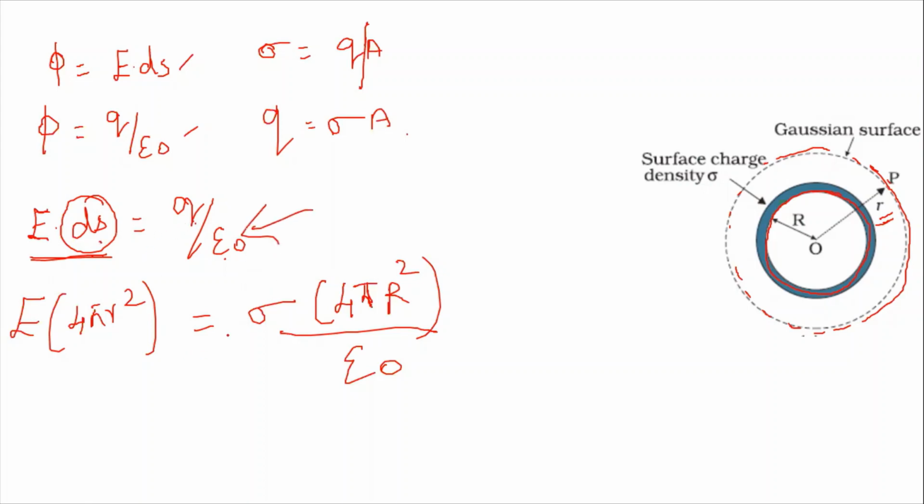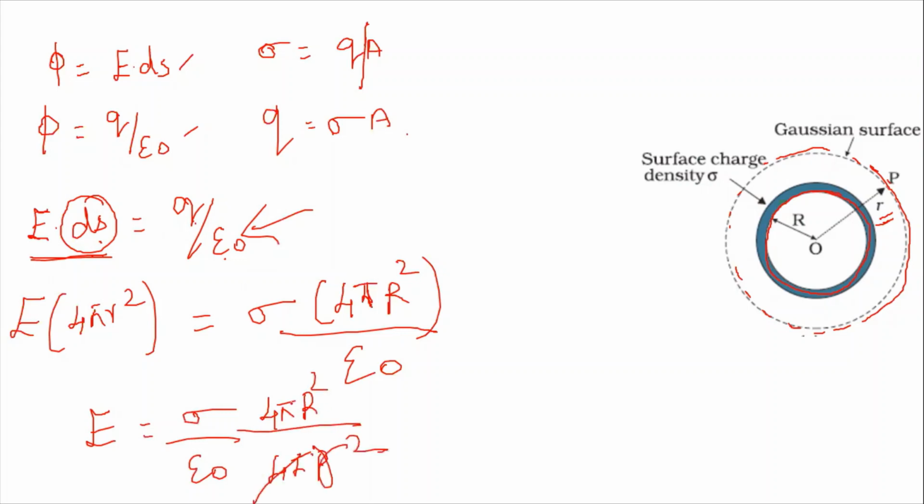Now keep E separately. Sigma by epsilon naught, keep it 4 pi R square by 4 pi small r square. The 4 pi cancel. So E is sigma R square by epsilon naught small r square. This is the electric field due to a spherical shell at a point P outside the shell.